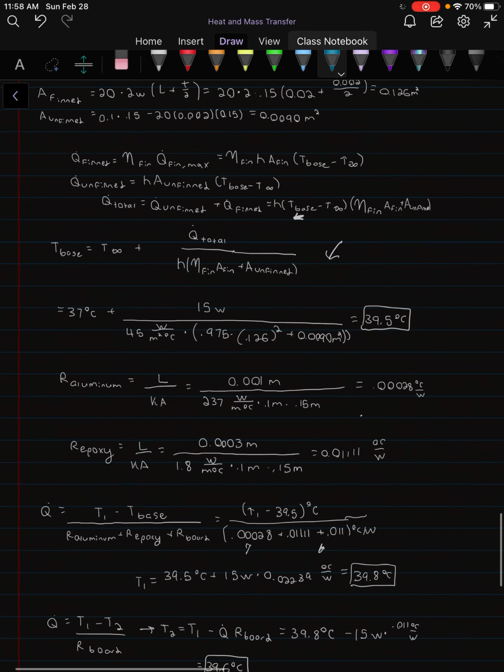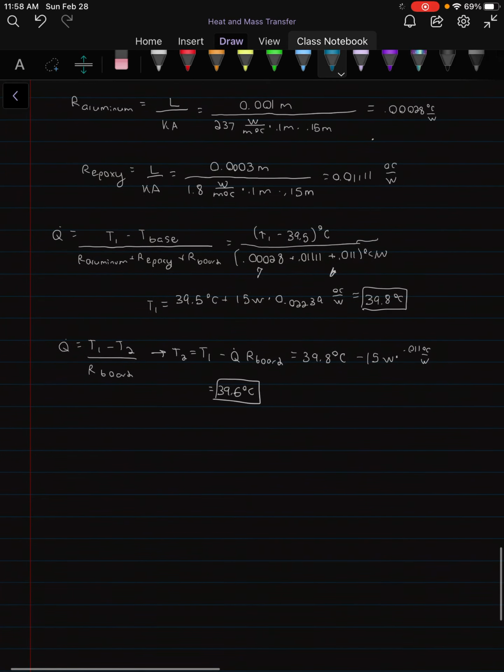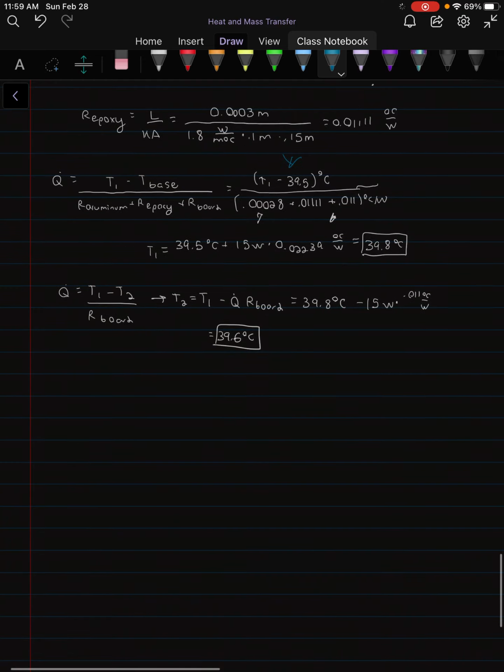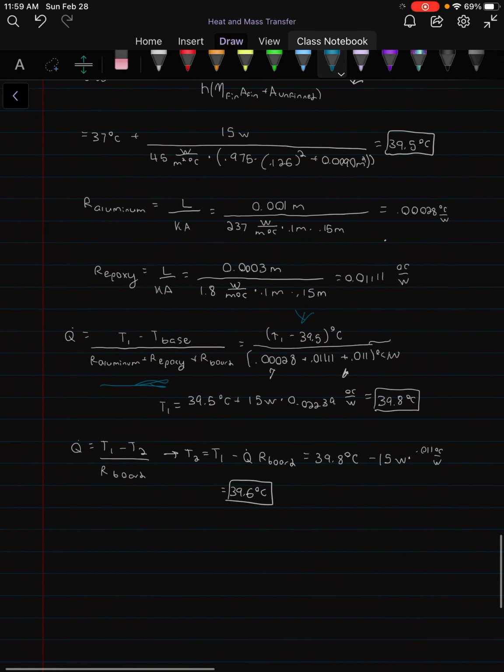You want to find your T base, which is equal to this equation. Plug in those values, you get 39.5 degrees C. Our resistance of aluminum is given as L over kA, and then the epoxy, same idea, get two different values. Then you can find your overall heat transfer rate by taking your difference in temperatures over your resistances. So you get 39.8 degrees C. Then your total heat transfer rate is just over the board. This is without the fin, or without the insulation here. You get 39.6 degrees C, which is not a big difference.